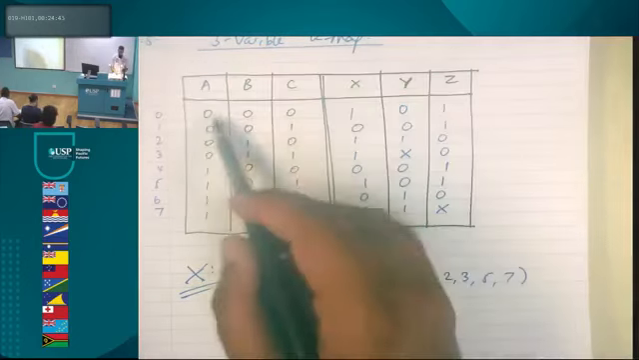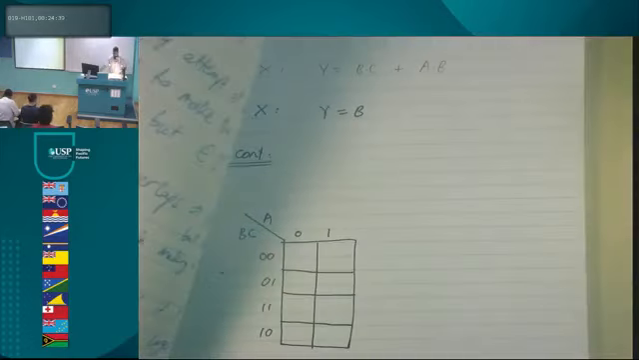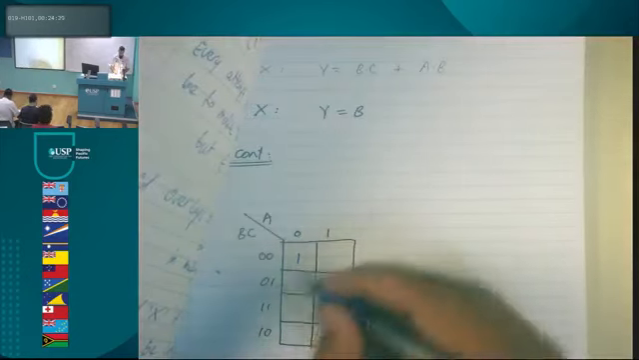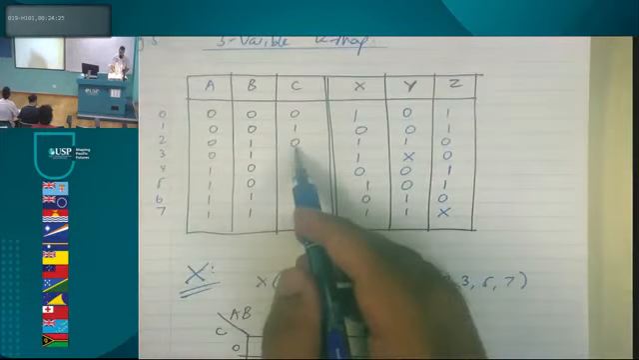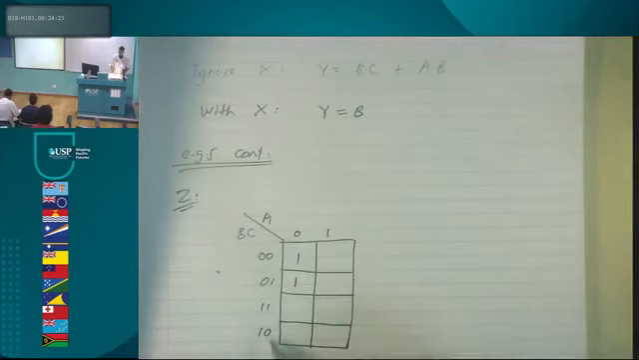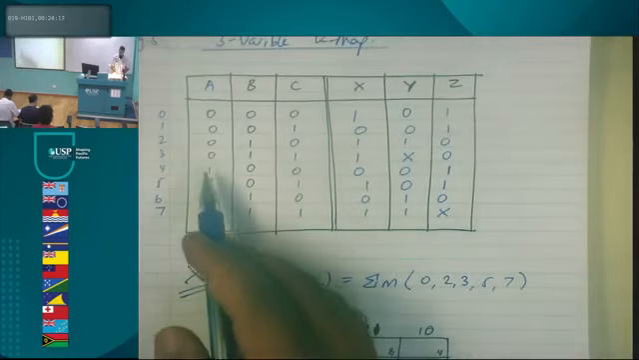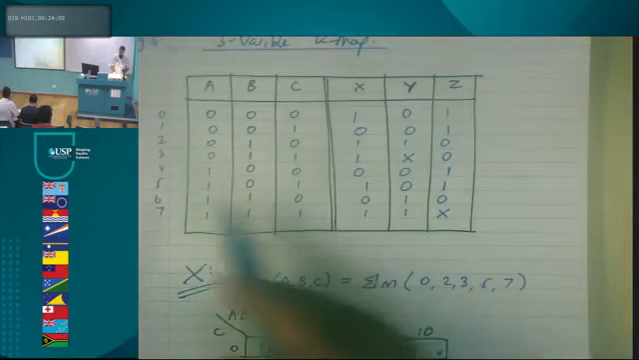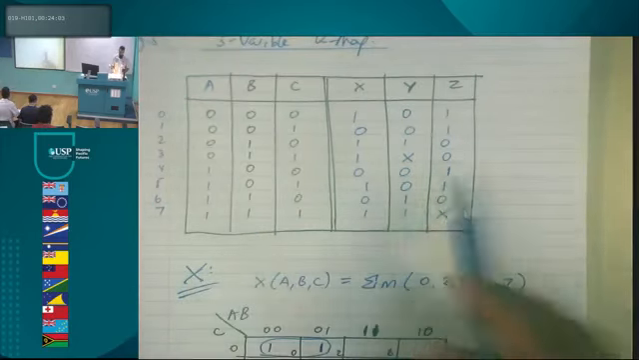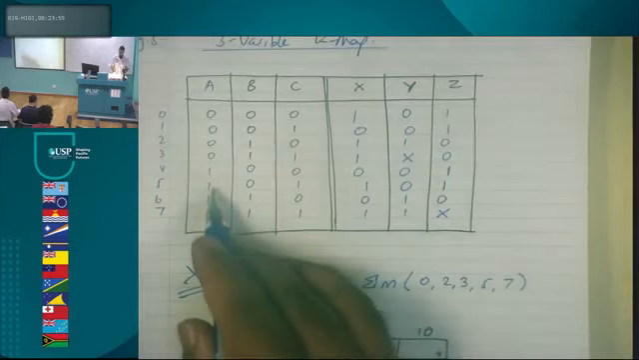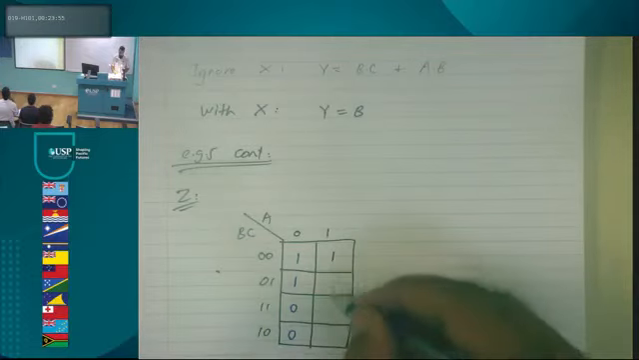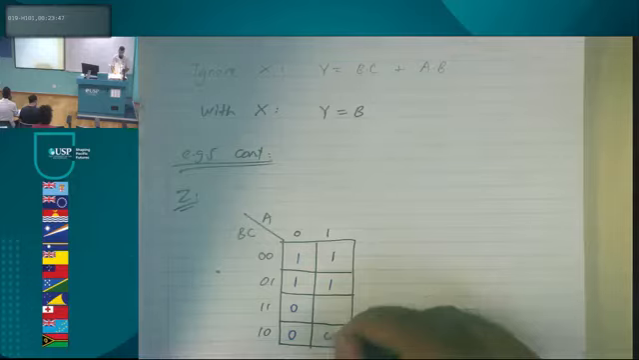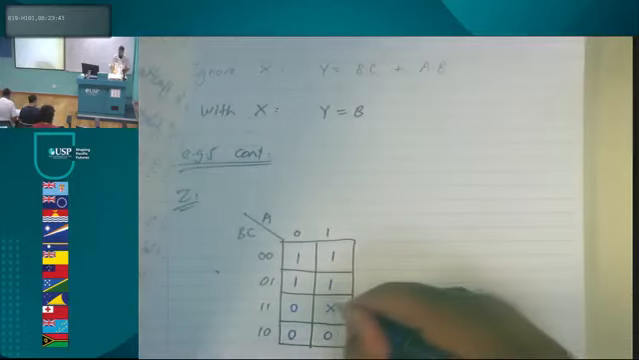Okay, so 000 is 1. 001 is 1. 010 is a 0. 011 is a 0. 100 is a 1. 101 is a 1. 110 is a 0. Last one, 111 is an X.